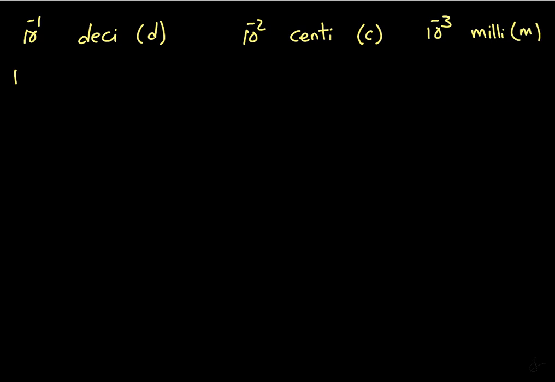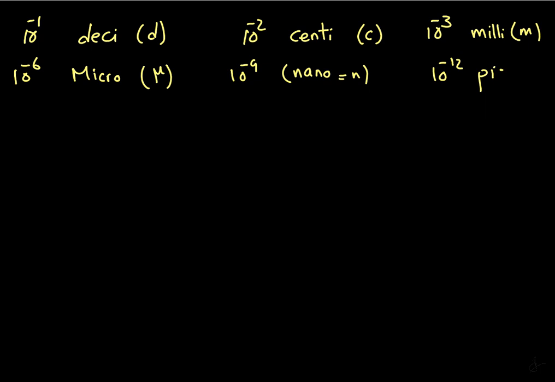10 to the minus 6, that's micron or micro, and we usually give it the symbol mu. 10 to the minus 9, that's nano, right? It takes small n. And 10 to the minus 12 is pico, and that takes P. And if you want to go in that direction, 12 is pico, and 15 is femto. In some references it's written that way, sometimes I found it written that way, and so on.